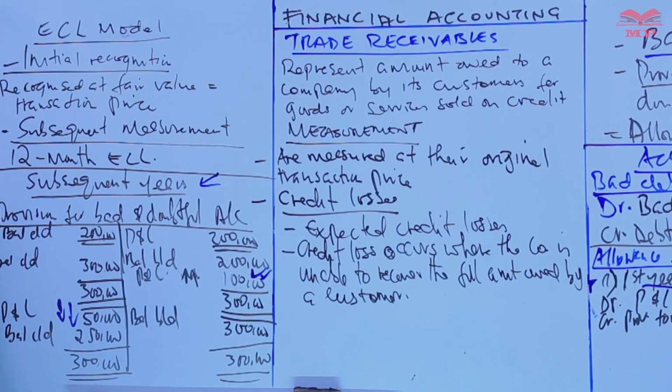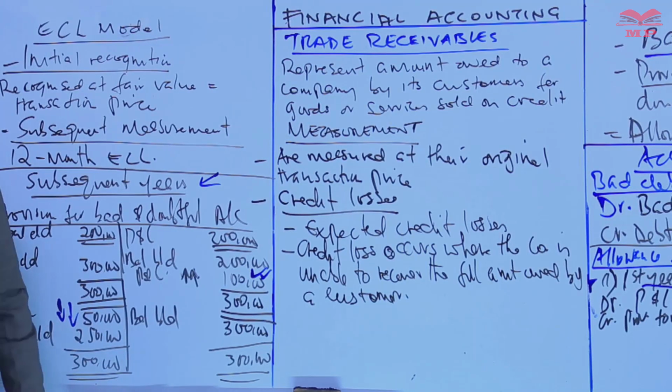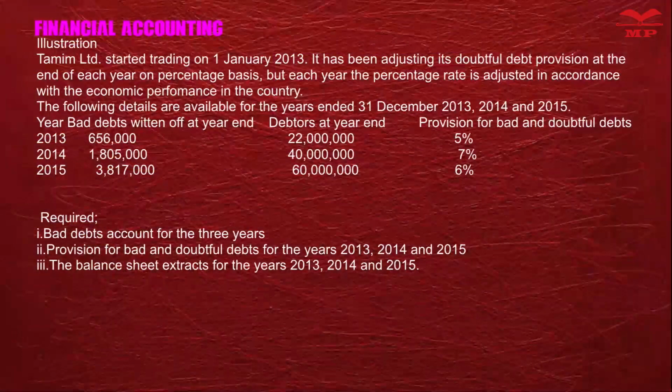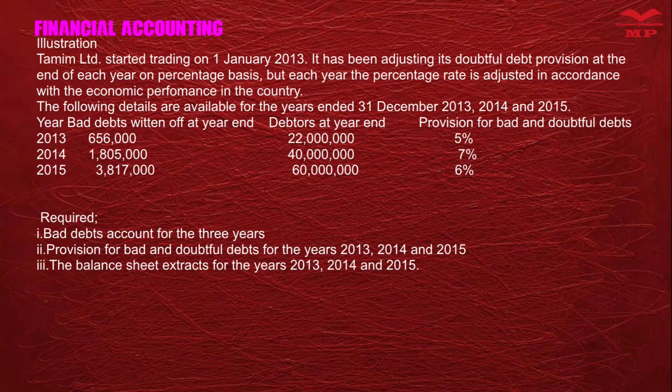Illustration. Let's reinforce what we've learned with an illustration. Tamim Limited started trading on 1st January 2013. It has been adjusting its doubtful debts provision at the end of each year on percentage basis. But each year, the percentage rate is adjusted in accordance with economic performance in the country.